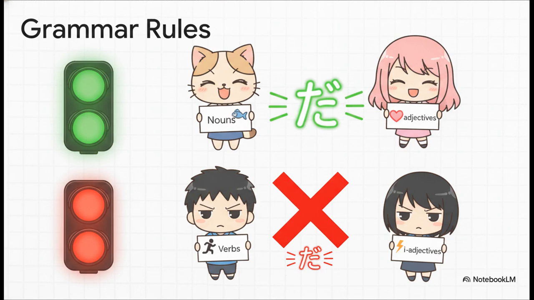Na-adjectives also get a green light. Just remember, you drop the "na" before attaching "da." So, "shizukana," meaning quiet, simply becomes "shizuka da." It is quiet. But, and this is a big but, we have 2 massive red lights. Verbs and i-adjectives. Do not pass go, literally, do not attach "da" to them.